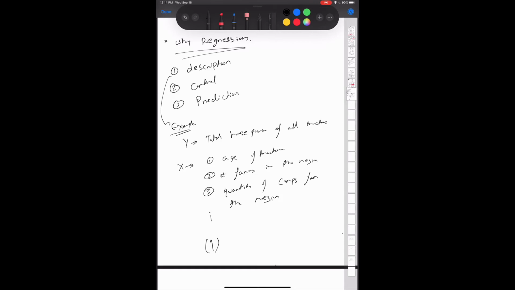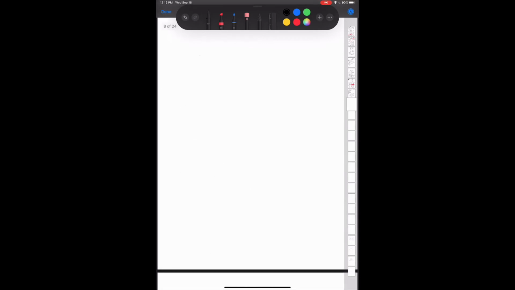Okay, so the idea is, how do these covariates describe, or how can we use them to understand the relationship between these covariates and the response, that is the total horsepower of the tractors. If we understand this, it will help us understand how tractors are sold, or how many tractors are sold in this area. So the goal is to describe the relationship between these two variables. Okay, let's talk about an example where the goal of regression is control.